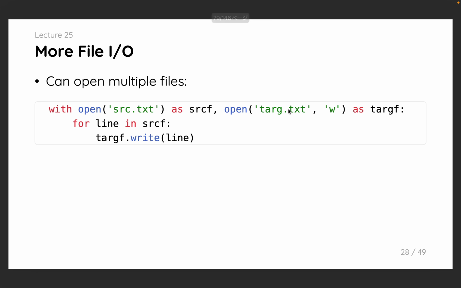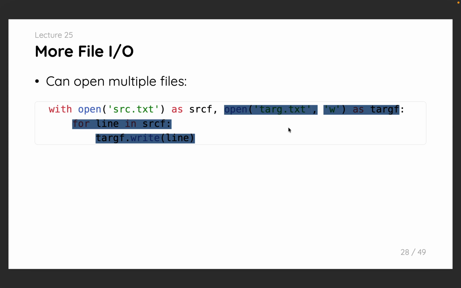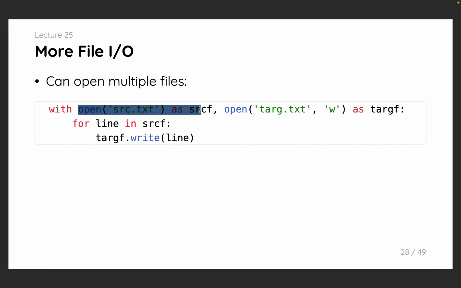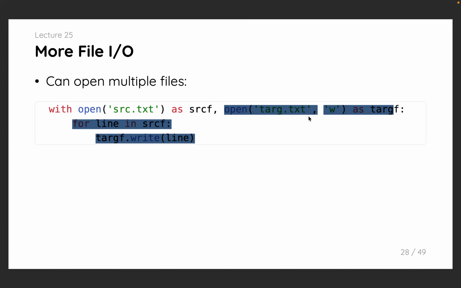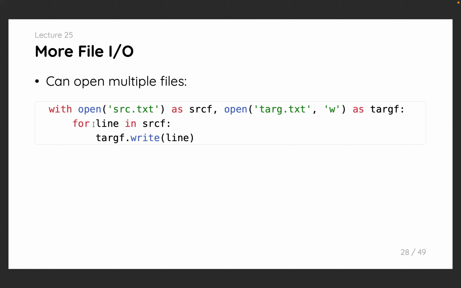Okay, so aside from that, you can also open multiple files. So let's say you want to read from a file, then write to a file. You can do that. So you put an open as here, and open as another file over here. If we have both of these lines, you can access both the source file and the target file inside the with block. So that is how you work with multiple files.